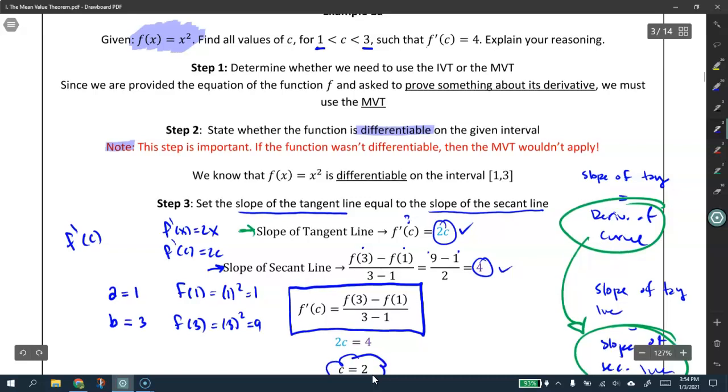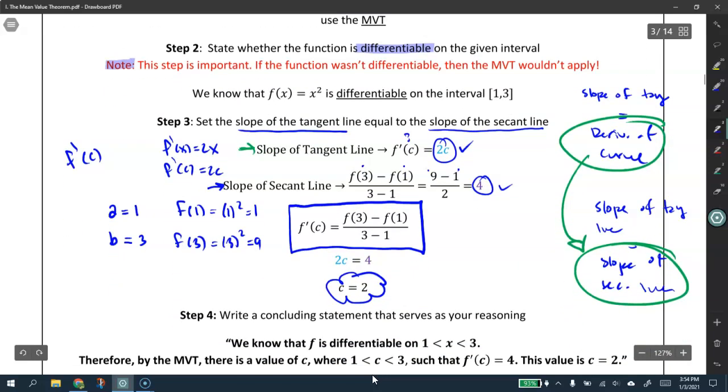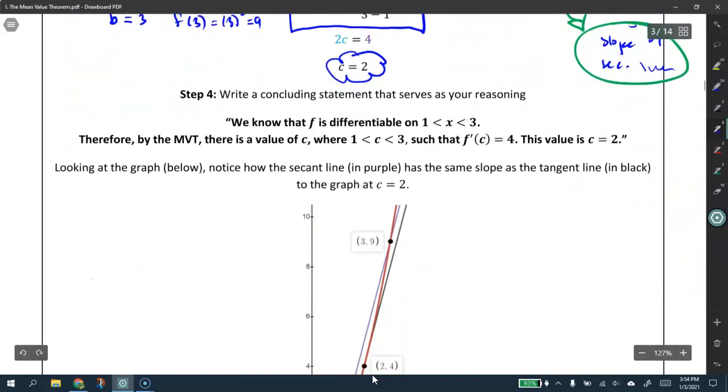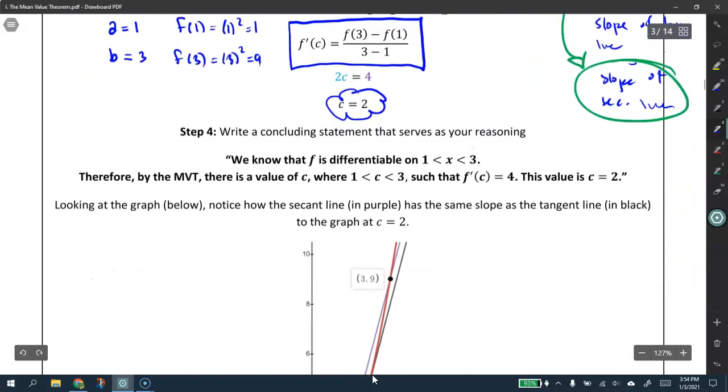Now, what I generally do towards the end is I try to show to students a few things. Number one, how do you write that concluding statement? Okay, so the concluding statement needs to look like this. This is very important.